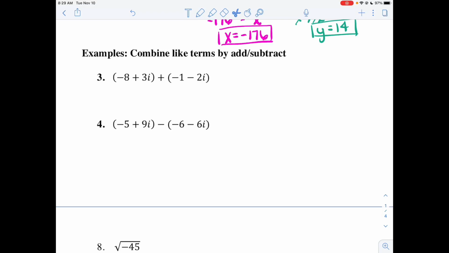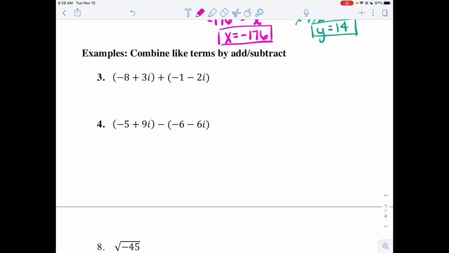Now let's talk about adding and subtracting complex numbers. We have two complex numbers here. They're separated by parentheses just to indicate each number. So negative 8 plus 3i is one complex number, and we are adding that to negative 1 minus 2i. When we do this, we're going to add their real parts together and add their imaginary parts together.